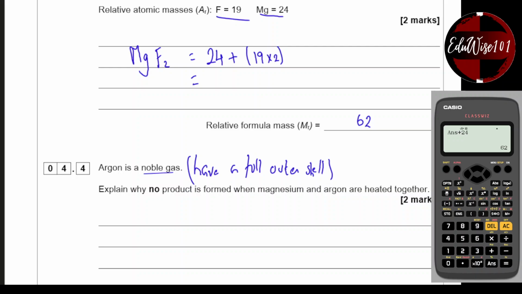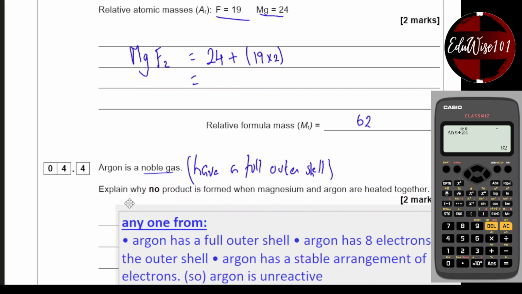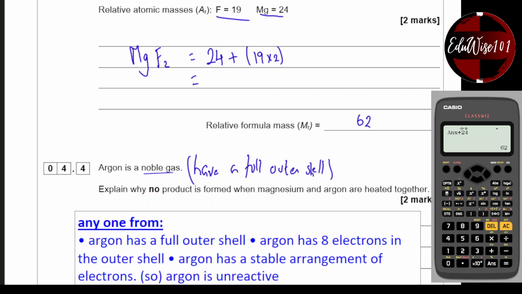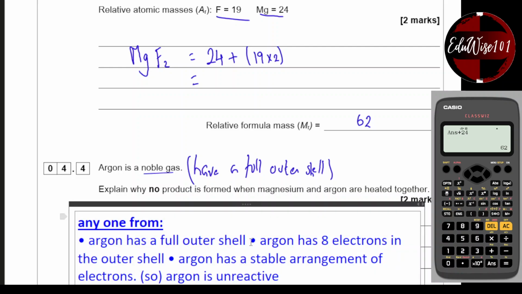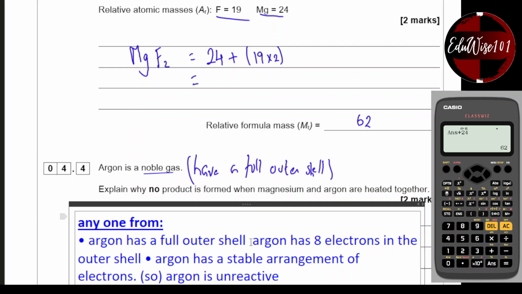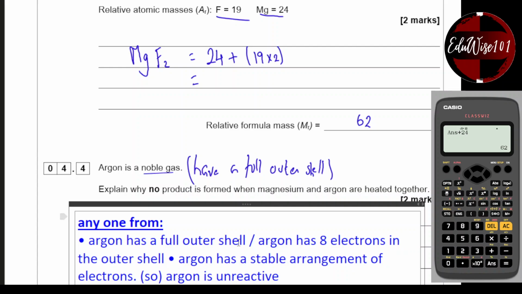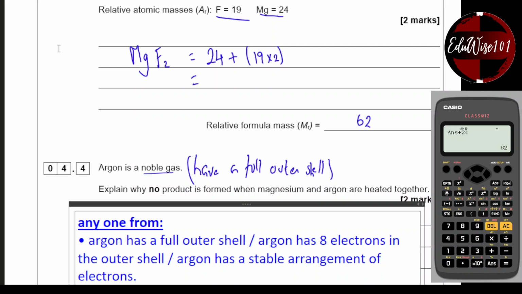So for 2 marks, you need to explain. Argon has a full outer shell. Or you could say argon has 8 electrons in the outer shell. So any of those points. Or you could also say argon has a stable arrangement of electrons. The second mark is to say this: argon is unreactive.